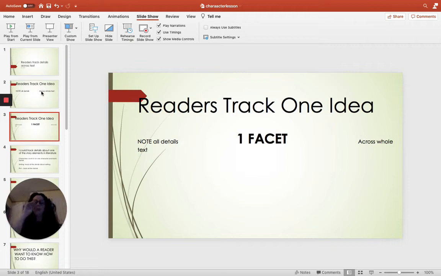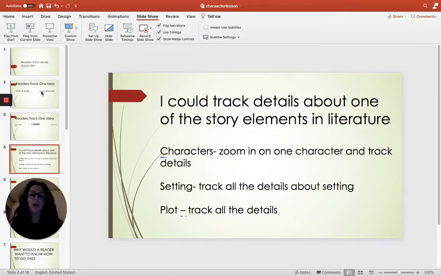Readers track one idea, one facet. Okay? So what do I mean by that? Well, in a story, think of all the different story elements that you have. You have characters, you have setting, you have plot. Well, we have to pick one facet at a time to track.